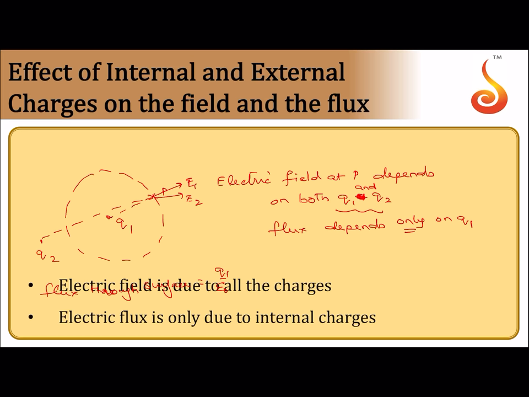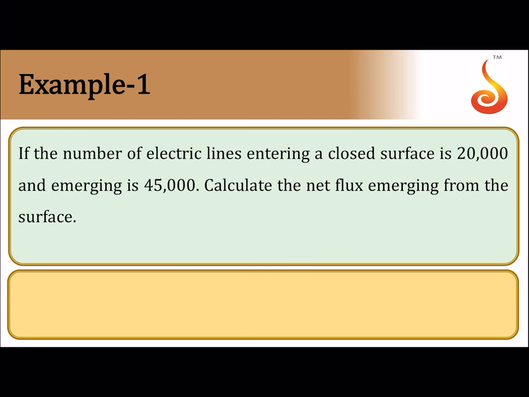So please draw the diagram and write down: the electric field is due to all charges, but the electric flux is only due to the enclosed charges. This is a very interesting question. Typically this will come in your competitive examination. This is something people generally get confused with. The electric flux is Q enclosed by epsilon naught, but the electric field depends on all the charges that are available. Yes? Okay, now we have 3-4 examples and we'll wrap up this lecture.